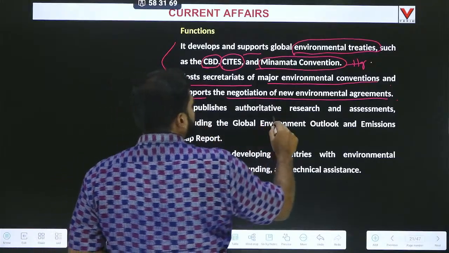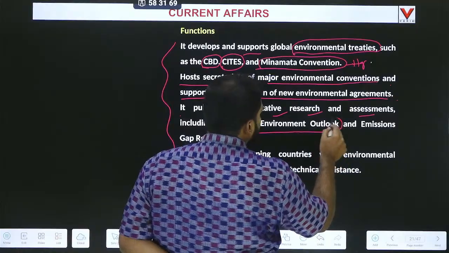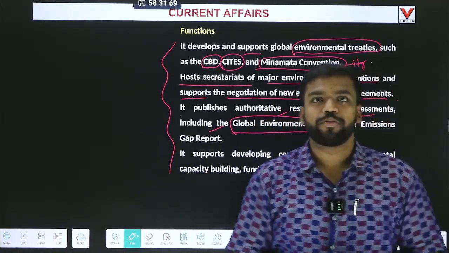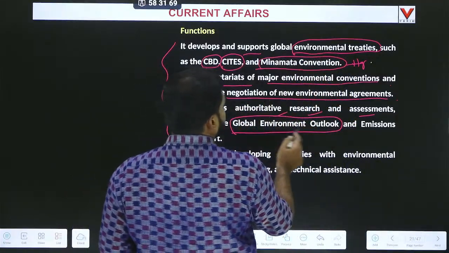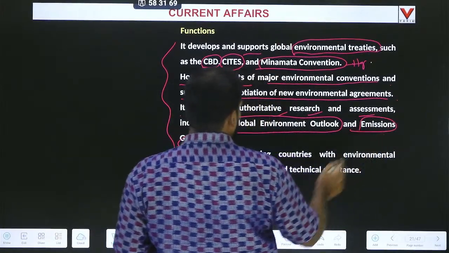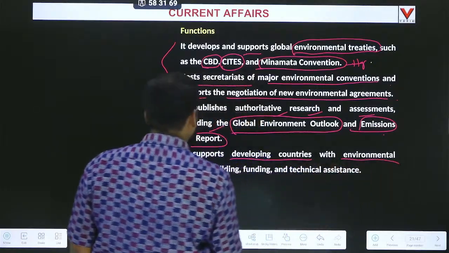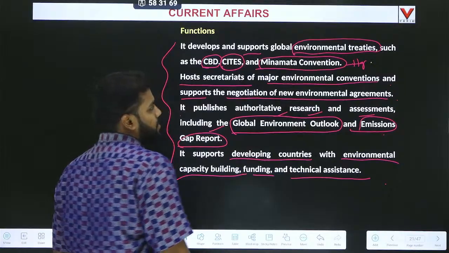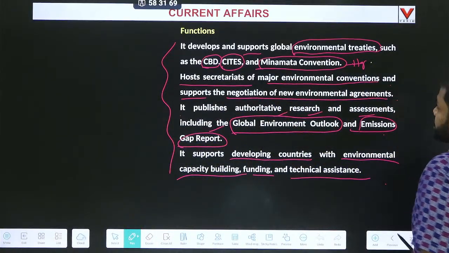It publishes authoritative research and assessments, including the Global Environment Outlook report. It's an important question. If the question comes, who releases the Global Environment Outlook report, then you have to mark UNEP. And the Emissions Gap Report, right? It supports developing countries with environmental capacity building measures, funding and technical assistance, right? This is the mandate and the duty of UNEP. That's why this body was created.